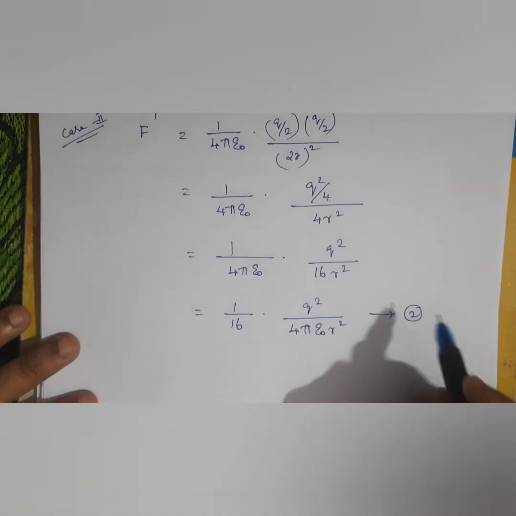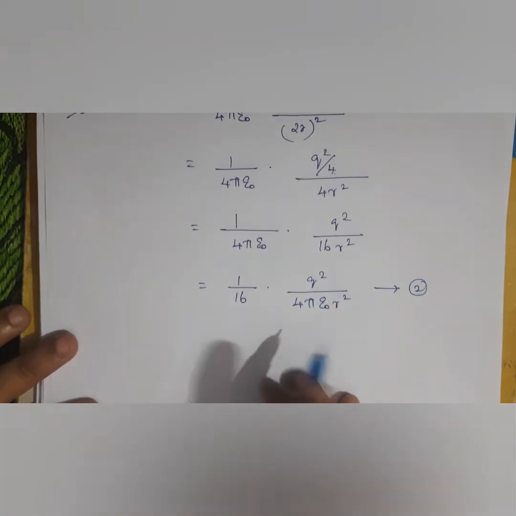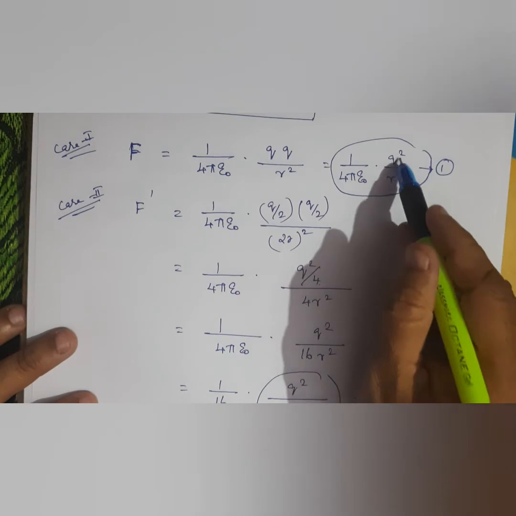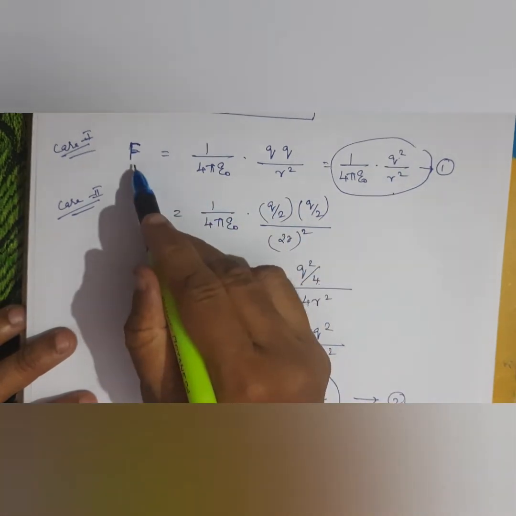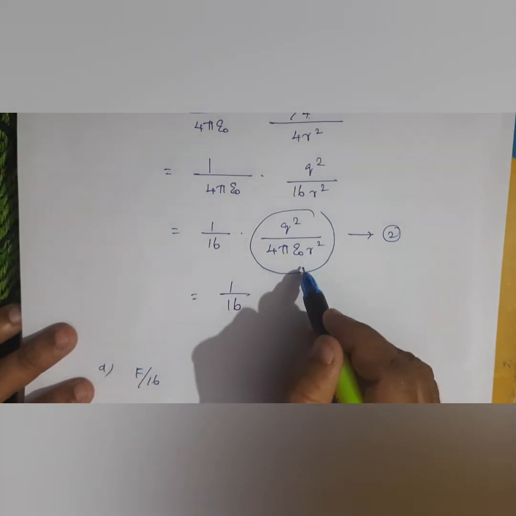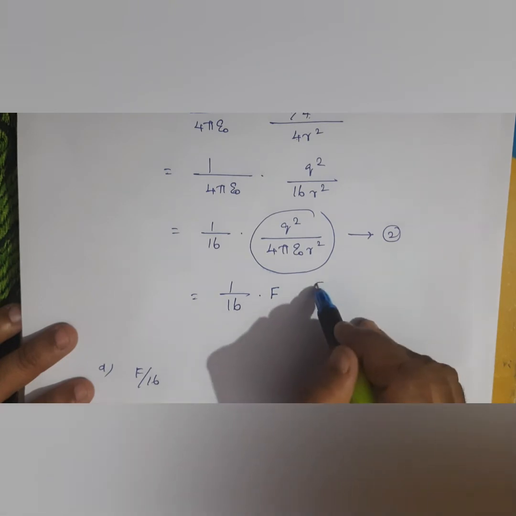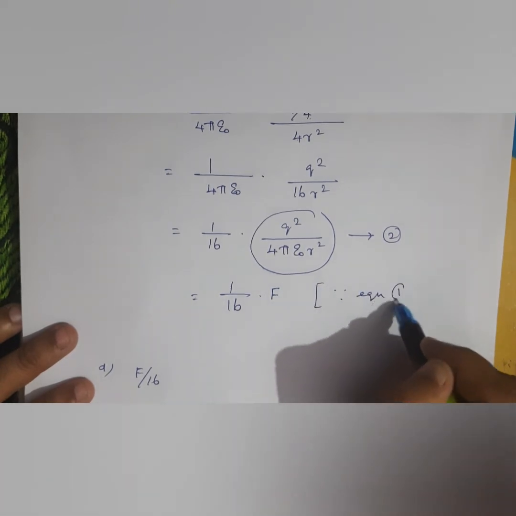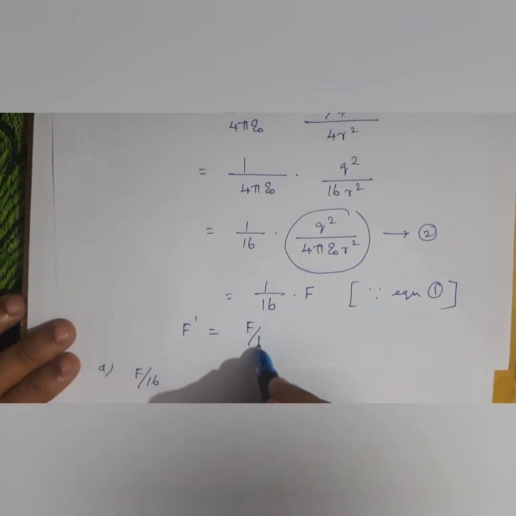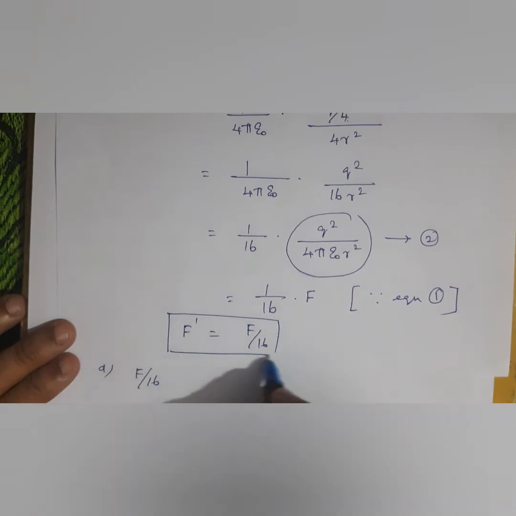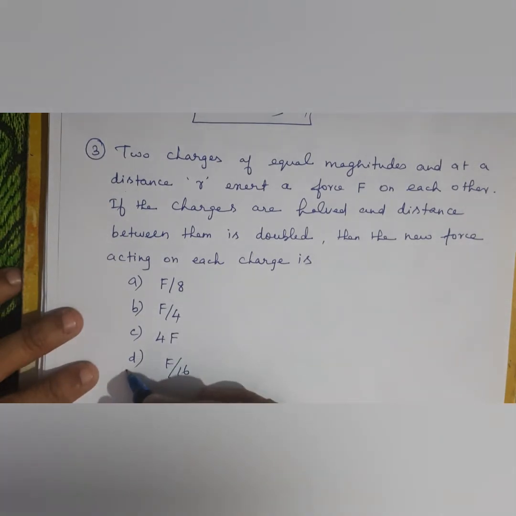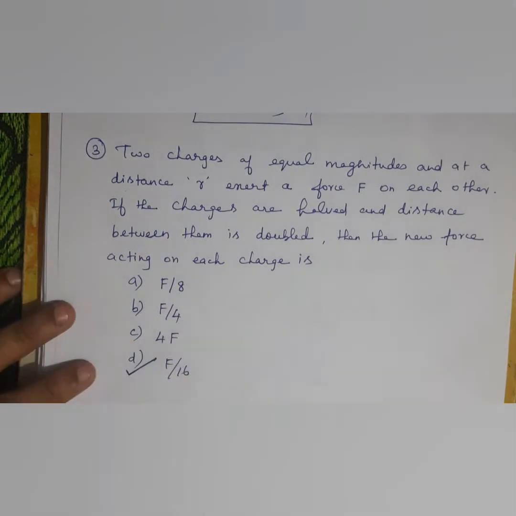So from equation number 1, Q squared divided by 4 pi epsilon naught R squared is equal to capital F. Therefore 1 by 16, this one is replaced by capital F because of equation number 1. So the new force of repulsion is equal to F divided by 16. This is the answer for this problem. So the option is D. F by 16 is the correct option.